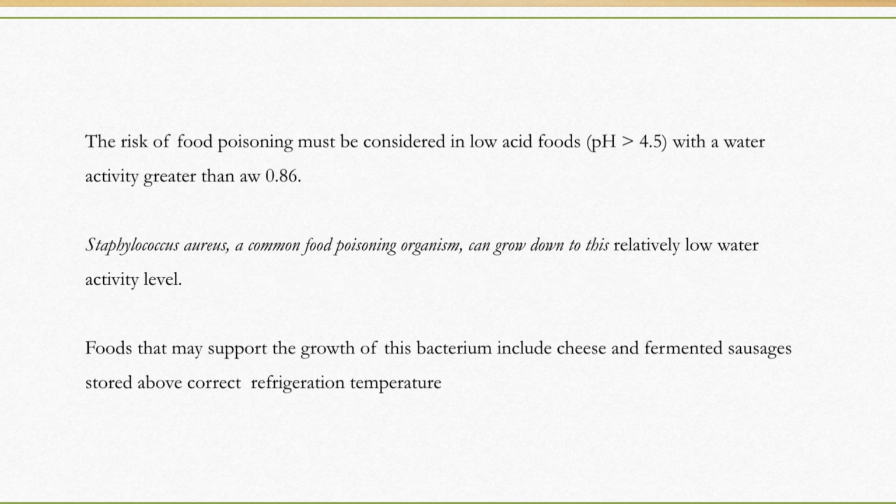Next, the risk of food poisoning is mostly considered in low acid foods where the pH is greater than 4.5 and the water activity is greater than 0.86. Staphylococcus aureus is a common food poisoning organism, and it can grow down to this relatively low water activity level. This organism is usually found in cheese and fermented sausages.